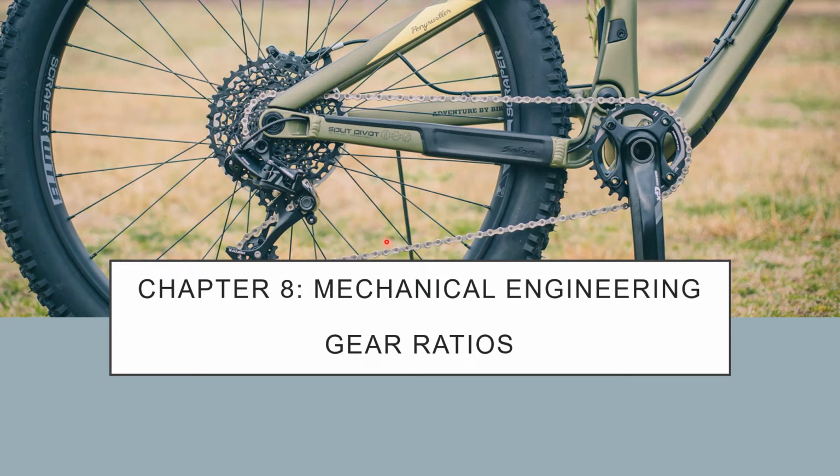A gear ratio is defined as the ratio of speed of the output shaft of a device to the speed of the input shaft. I have chosen a mountain bike to demonstrate gear ratios, and in this case, the input shaft is this sprocket here, connected to the pedals, and the output shaft is this one in the rear, connected to the wheel.